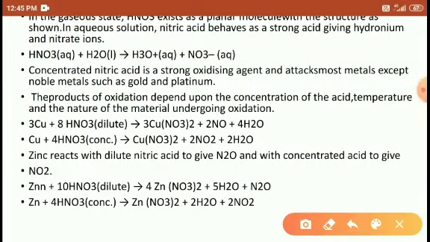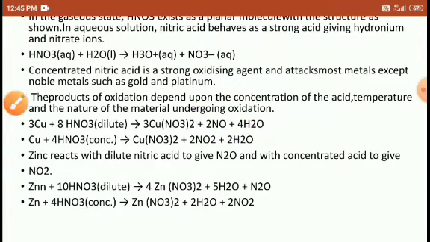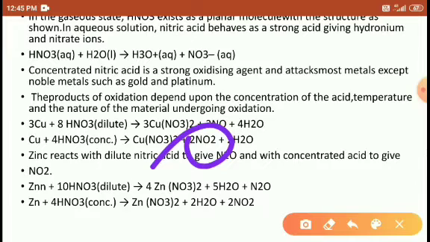Similarly, it oxidizes zinc also. Here we are using dilute nitric acid and concentrated nitric acid. Both give the same product types, but with different amounts of water. Dilute nitric acid forms more water, and concentrated nitric acid forms less water. That's the reason. Dilute nitric acid forms nitrogen monoxide, and concentrated nitric acid forms nitrogen dioxide.